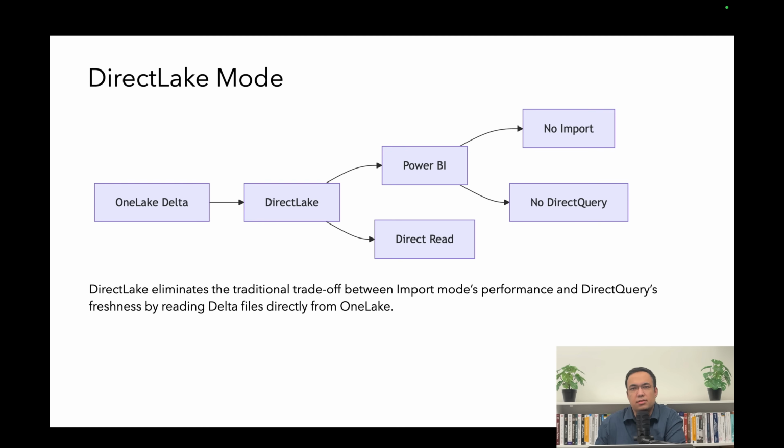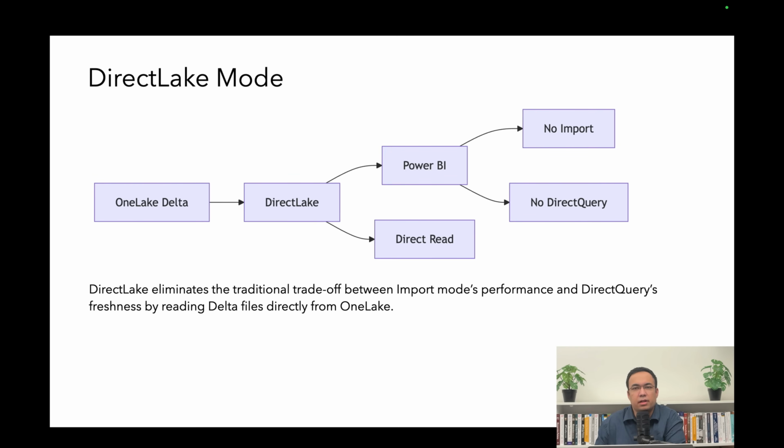Direct Lake eliminates this traditional trade-off between import mode's performance and direct query's freshness. It reads the Delta files directly from OneLake. The Delta Parquet files are highly optimized for analytical queries. Power BI reads these files directly without importing them and without sending queries to a database. This should give you both fast performance and data freshness.